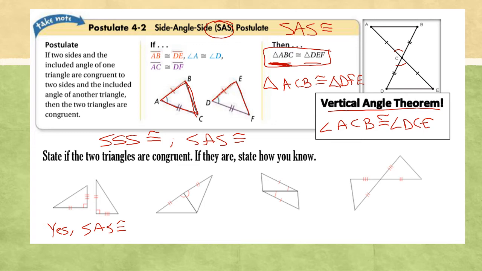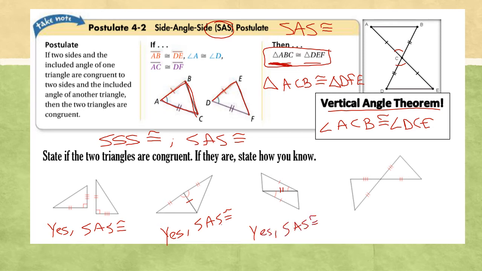This second one here, they share this side. I can put a single mark there. So again, it's another yes by side angle side congruence because it is the angle that's between those sides. For this third picture, again, I'm using a double because the single is already used. These are also congruent because of the same pattern. It's yes, and it's from side angle side congruence.